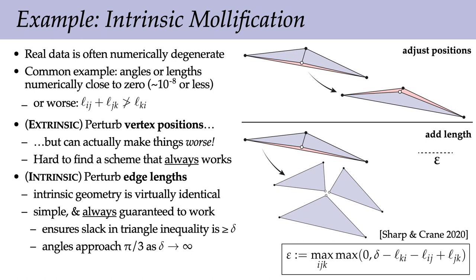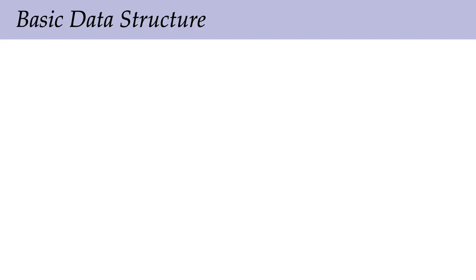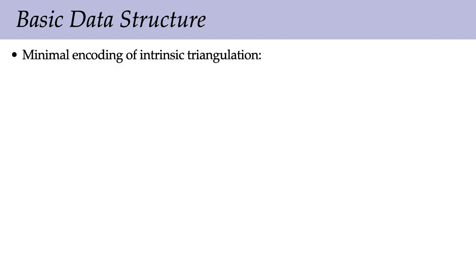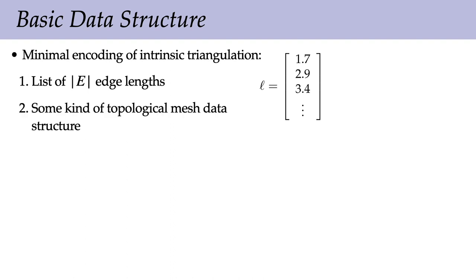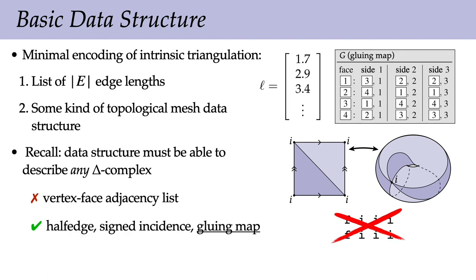Okay, so let's talk about this third piece of data, which is correspondence. That's going to tell us how to connect an extrinsic triangulation to an intrinsic triangulation of the same domain. Okay, so the bare minimum encoding that we have now for an intrinsic triangulation is basically just a list of edge lengths and some kind of topological mesh data structure that can at least encode a delta complex, right? So not a vertex face adjacency list, but maybe something like a half edge mesh or this gluing map.